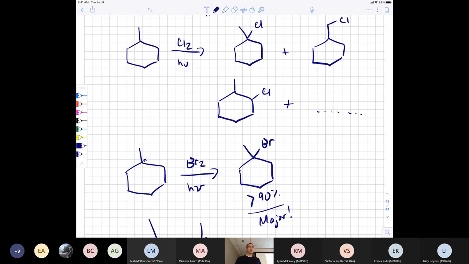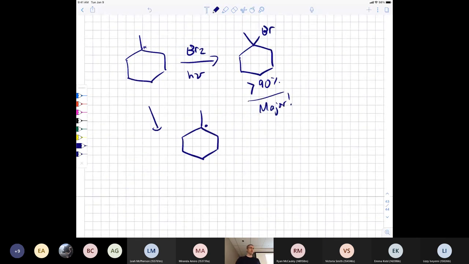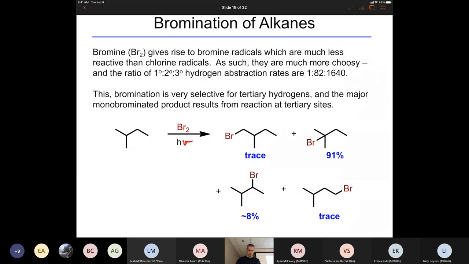Chlorine radicals are really reactive. They're just going to react with whatever they come across. They don't care how stable the resulting carbon-centered radical is going to be. So chlorine goes everywhere. Bromine goes on tertiary sites. That's the take-home message with that. Great.